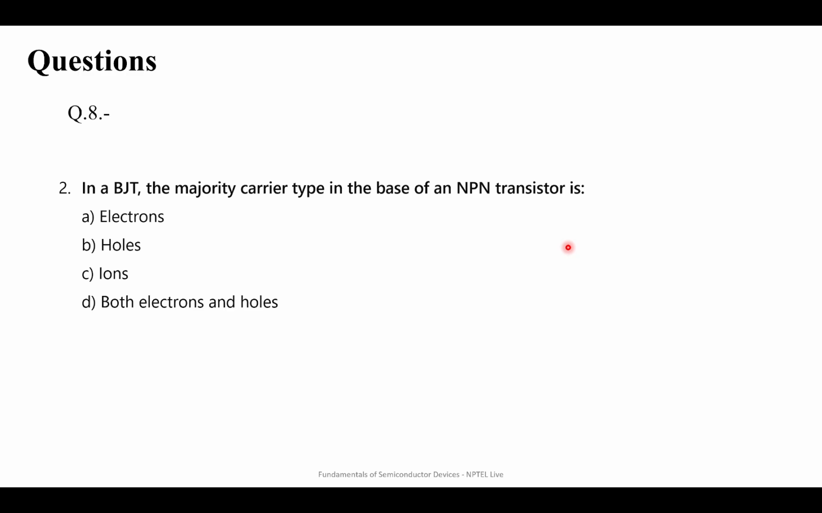In a BJT, the majority carrier type in the base of an NPN transistor is: electrons, holes, ions, or both electrons and holes? D, sir. So the answer would be holes. It's an NPN, so you have an N type emitter, P type base, and N type collector. So your base is P type. In P type semiconductors, you have studied that the majority carrier is holes. Therefore, the answer for this is holes.